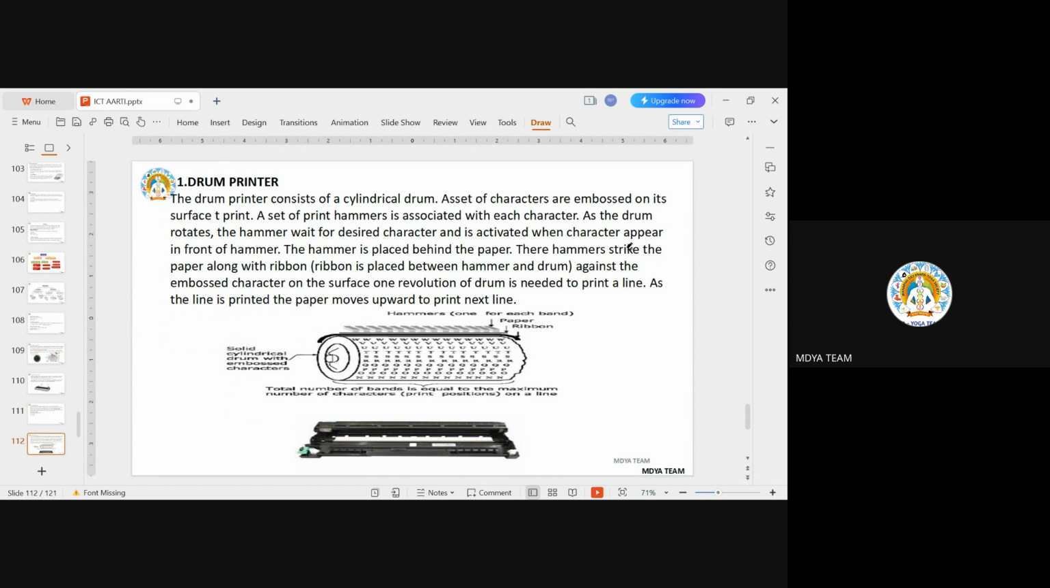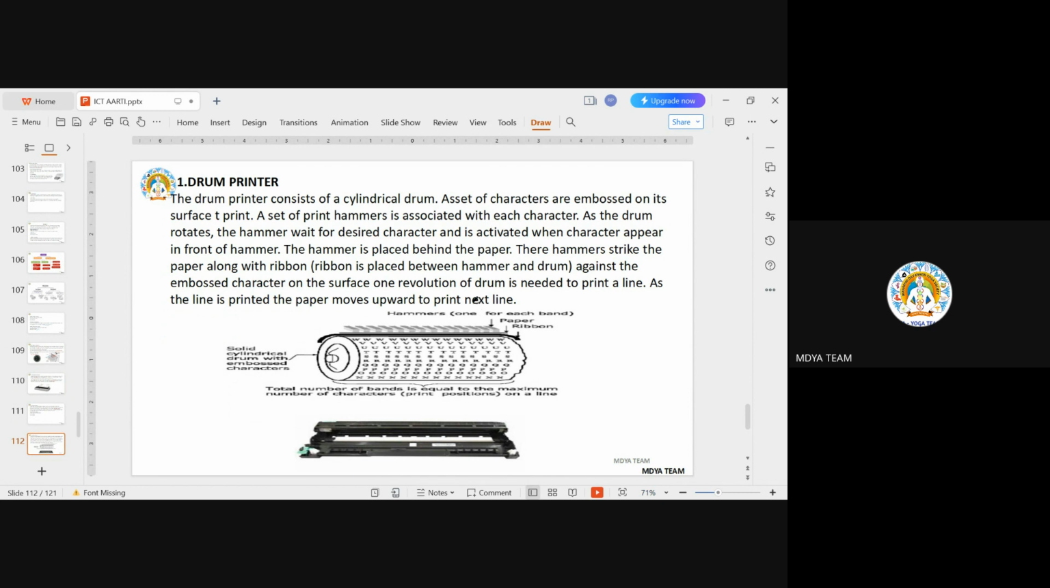The drum printer consists of a cylindrical drum. A set of characters are embossed on its surface. A set of print hammers is associated with each character. As you see in the diagram, there are so many characters in one line. There is only one character in each position, T in another line, S in another line. So when the drum rotates, when the desired character comes in the place where the text should be printed, the hammer will strike on that place. So the character will be printed on the paper.